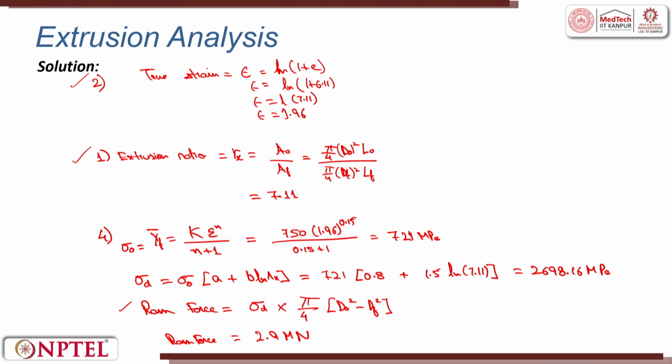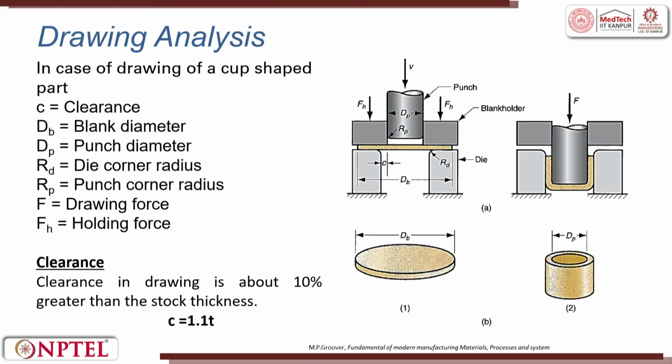Okay, this was one example of extrusion. Let me take another example which I will try to discuss in drawing. Let me just go through the theory of drawing once. In case of drawing of a cup shaped part, C is clearance, dB is blank diameter, dP is punch diameter, RD is corner radius, RP is punch corner radius, F is drawing force and FH is holding force. Clearance in drawing is about 10% greater than the stock thickness, that is C is kept as 1.1 times of T. This you already seen.